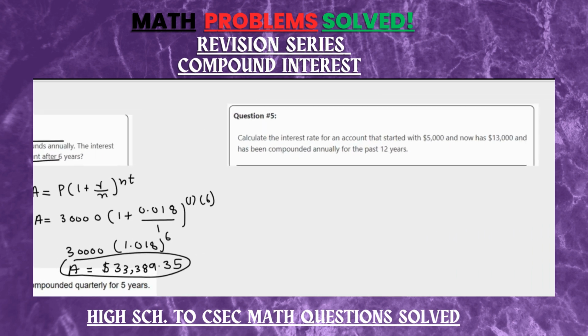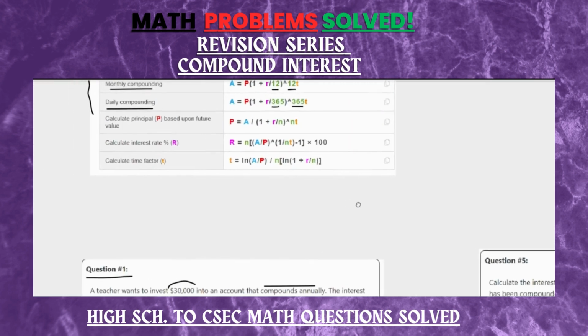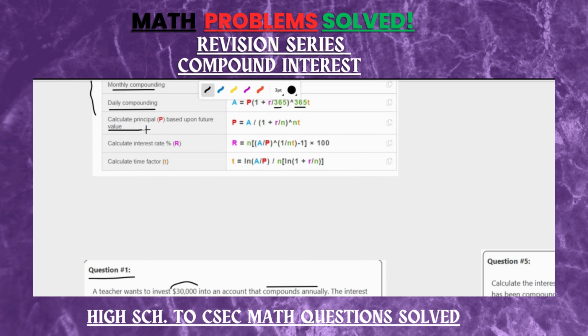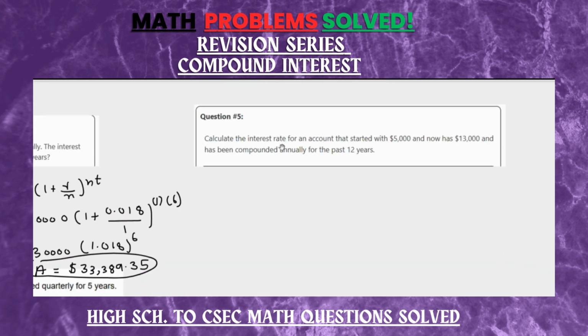Then you can read the next question here. Calculate the interest rate. When we were discussing the formula, you can see the next one: calculate principal based upon future value. You can rearrange the formula to find the principal, the interest rate, and the time. Here they ask us to calculate the interest rate, so we have to find R. They started with 5,000 and now have 13,000. What was the initial amount in the account? That was the principal. The principal was 5,000.